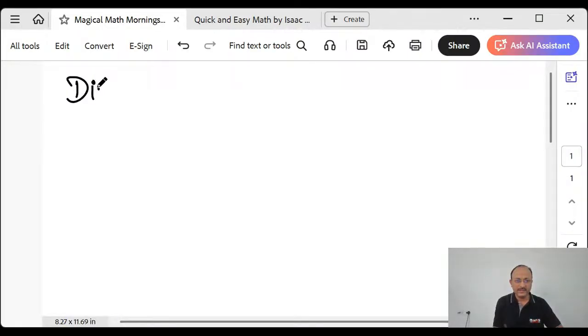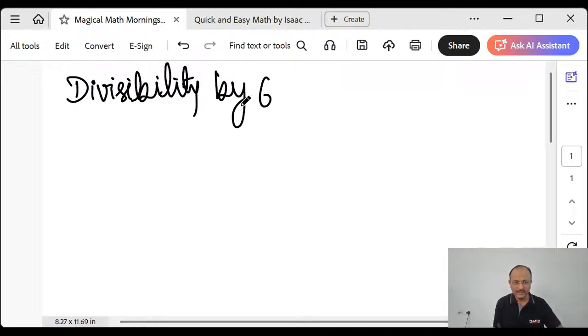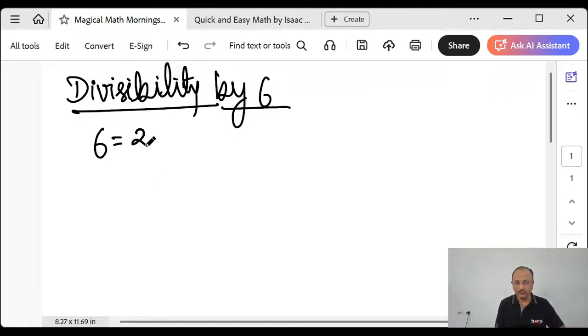Okay, let's take this. We'll start with the simplest of the composite numbers other than 4, that is divisibility by 6. And 6 is the number which can be written as a product of 2 and 3. Therefore, the number has to be divisible by 2 and it also has to be divisible by 3.